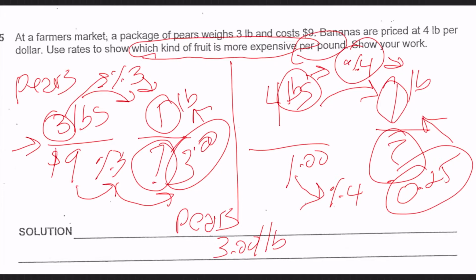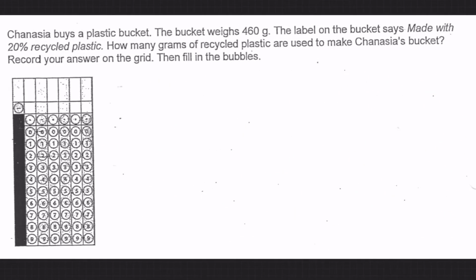All right, let's go to question 6. Question number 6 says, I'm going to try this name, let's hope for the best. Chanacia buys a plastic bucket. The bucket weighs 460 grams. The label on the bucket says, made with 20% recycled plastics. How many grams of recycled plastic are used to make Chanacia's bucket? Record your answer on the grid, then fill in the bubbles.